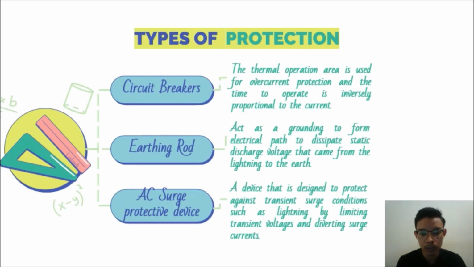The first one is circuit breaker. The thermal operation area is used for overcurrent protection, and the time to operate is inversely proportional to the current. Second is earthing rod. Act as a grounding to form electrical path to dissipate static discharge voltage that came from the lightning to the earth. Lastly, AC surge protective device, a device that is designed to protect against transient surge conditions such as lightning by limiting transient voltages and diverting surge current. Okay, next I will pass to my friend.